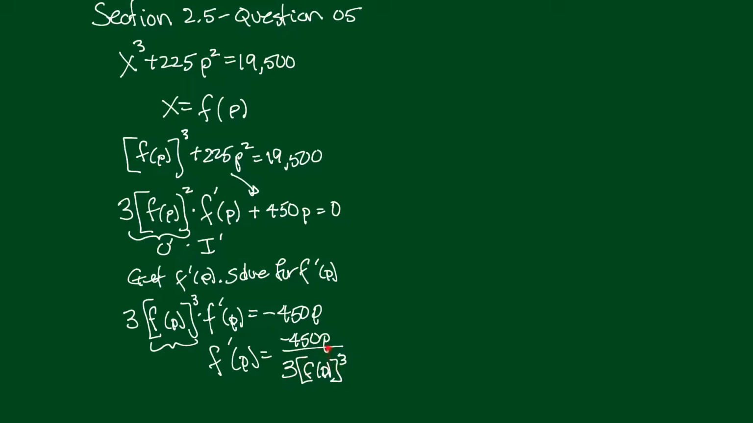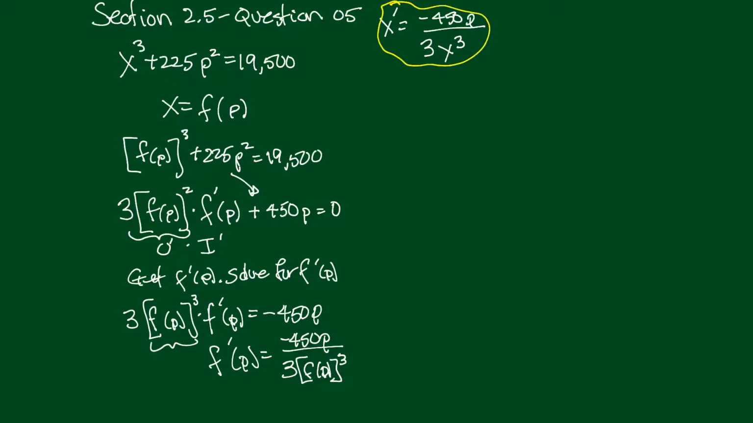Now I'm going to make a replacement again. Remember, all the way back up here, we said x was a function of p, right? The number sold, number demanded, is a function of the price. So x was f of p. So I'm going to bring that down here. The f of p's, those are going to be x's. I'm going to rewrite this up at the top here. I'm going to write it as x prime is equal to negative 450p over 3x cubed. There's our derivative. I think I'm going to circle this so I don't lose it here.